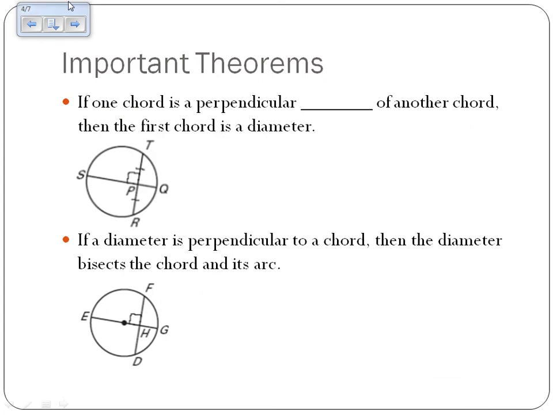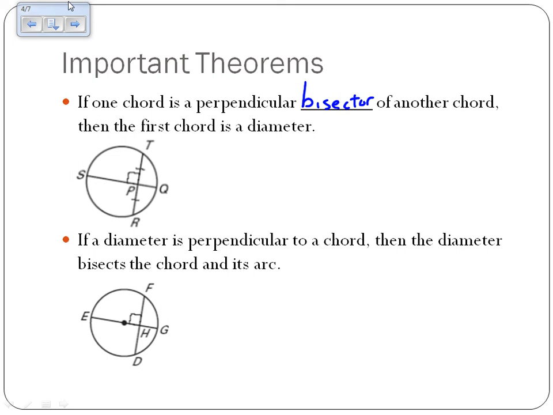The other property: if one chord is a perpendicular bisector of another chord, then the first chord is a diameter. Alright, so this one's a little wordy. Perpendicular means forms a right angle. Bisect means cut in half.